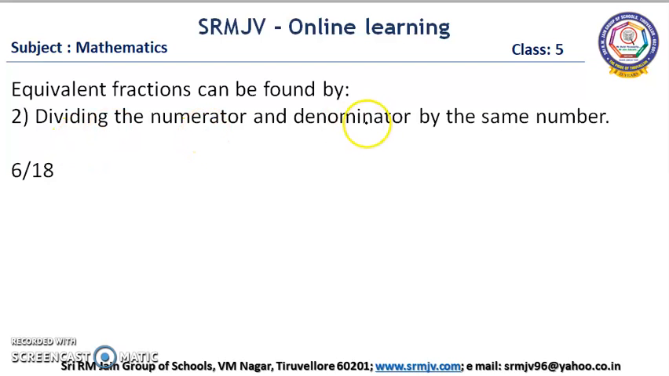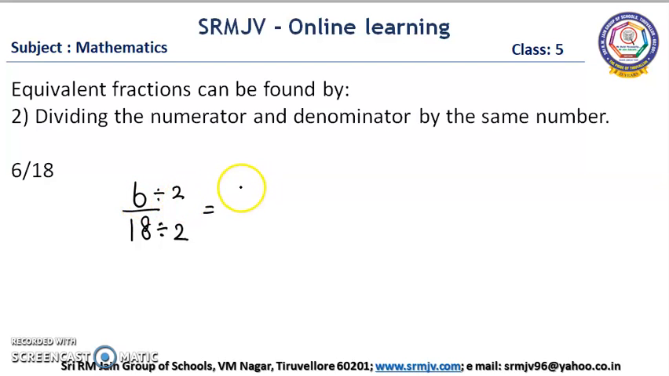Here is another method to find equivalent fractions: dividing the numerator and denominator by the same number. Also, we can find the equivalent fraction this way. Let us see one example. Now we have the fraction 6 by 18. We are going to divide the numerator and denominator by the same number. 6 and 18 are even numbers, so both numbers are divisible by 2. So, I am going to divide the numerator and denominator by 2.